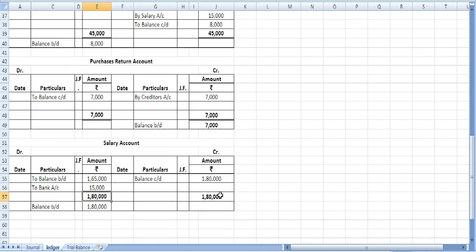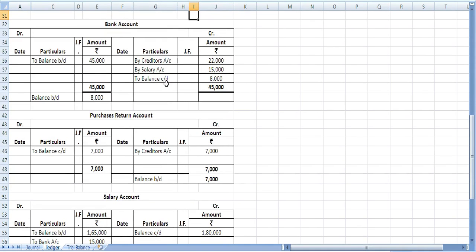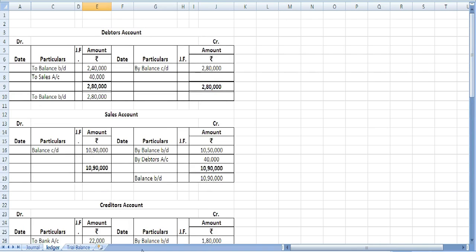So what we'll do, all the balance BD that we have on the debit side will go to the debit side. Now how to bring the balance BD? Whatever will be the balance CD will be the balance BD. So remember, the debit side will go to the debit side, and the credit side will go to the credit side. Now let us make the trial balance.